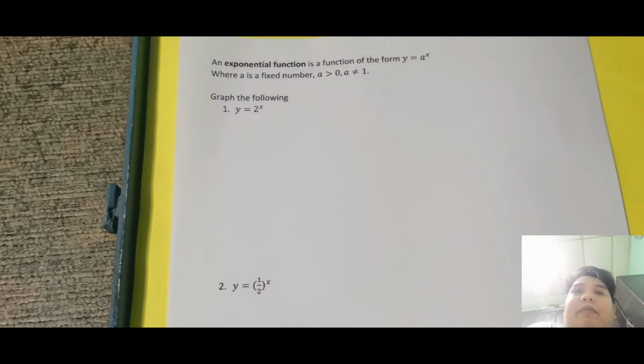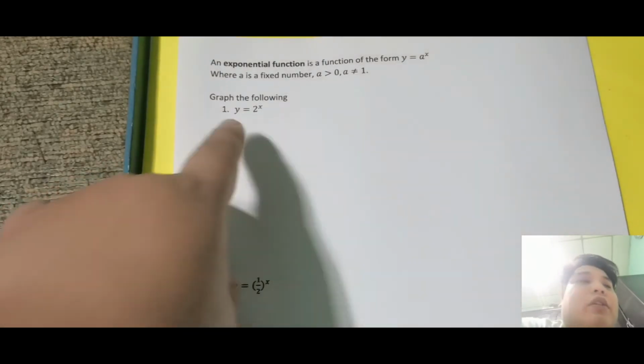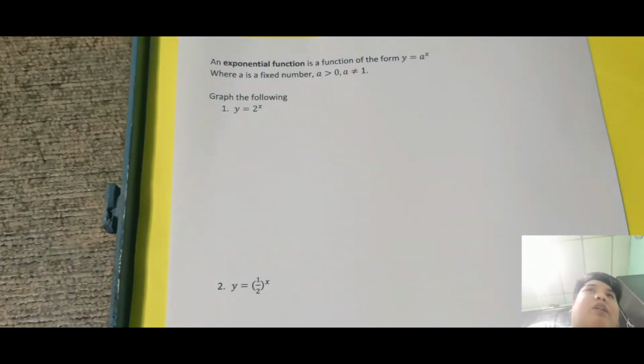Yung isang given na relation, ang gagawin lang natin is we create a vertical line. So that is what we call vertical line test. Kunyari kahit saan gawa ka lang vertical line, basta isang beses lang siya mag-cross sa graph, automatic alam ko na siya ay function.